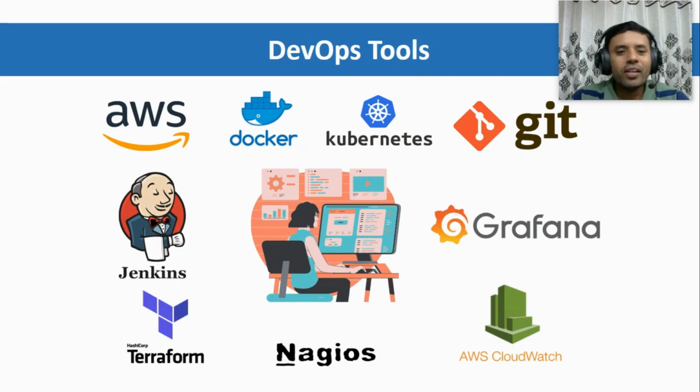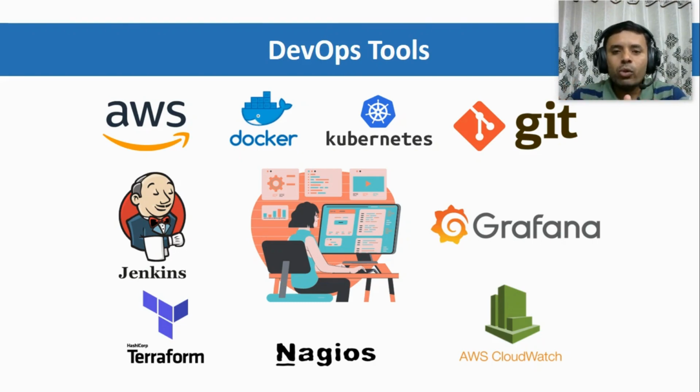Tools for DevOps: any one of the clouds like AWS, Azure or GCP, but AWS is the market leader for the cloud. Most organizations use the AWS cloud. Then, for containerization, Docker and Kubernetes are obviously the trending ones in the market. Git for repository management, Jenkins for deployments.